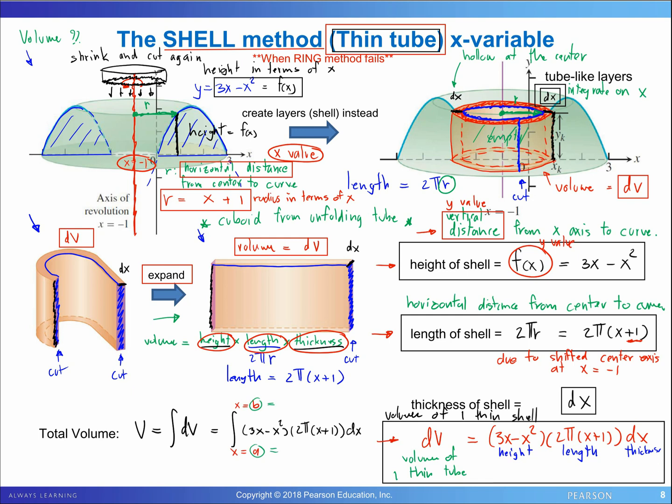Now back to the graph on the top left. We can see that the region starts at x equal to 0, right here. So this is a, and it ends at x equal to 3. So this point is b. So we know that in this case, a is equal to 0, and b is equal to 3. Now that we got all the information, all we need to do is to evaluate this definite integral to find the total volume of this object.